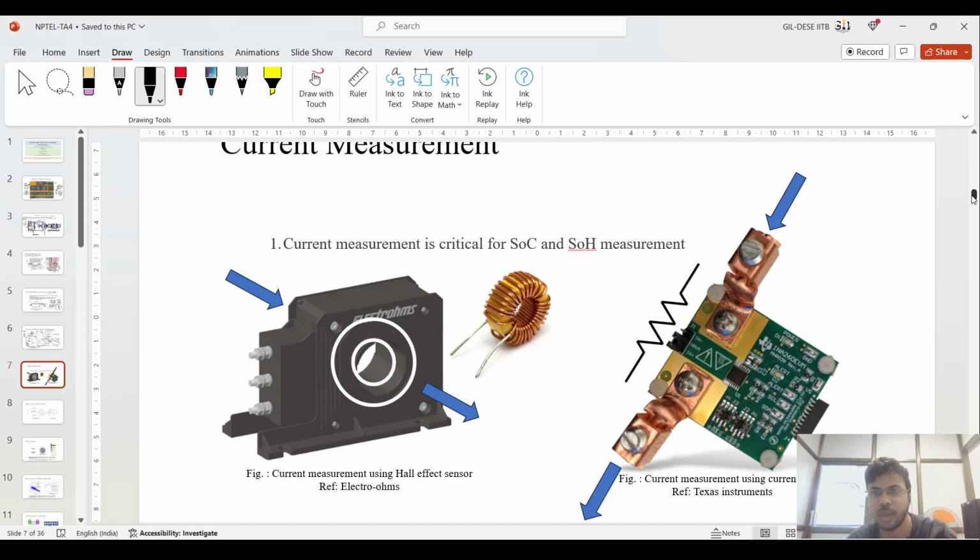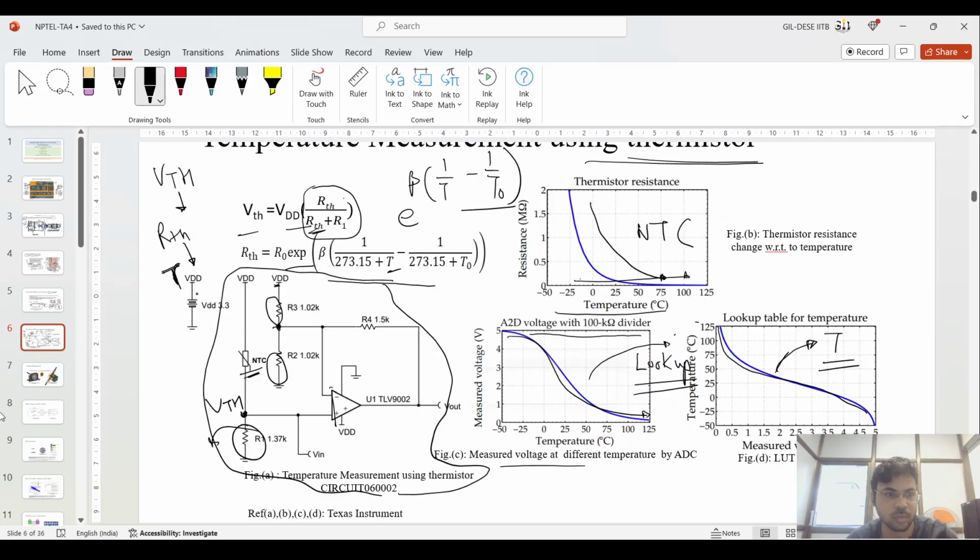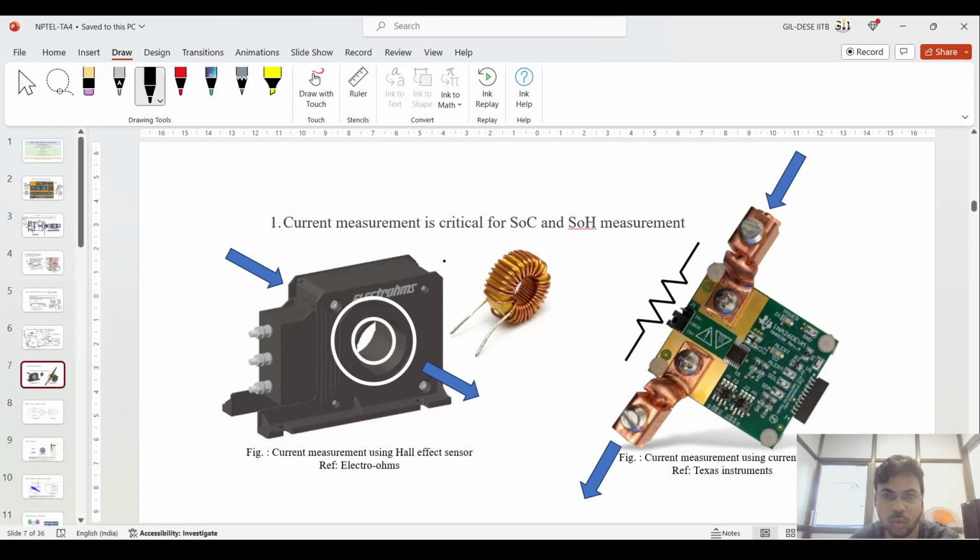This is the current based measurement system. I have given two examples for this purpose. If you can see, there are two things. First is using the Hall effect sensor. Second one is using this current shunt.